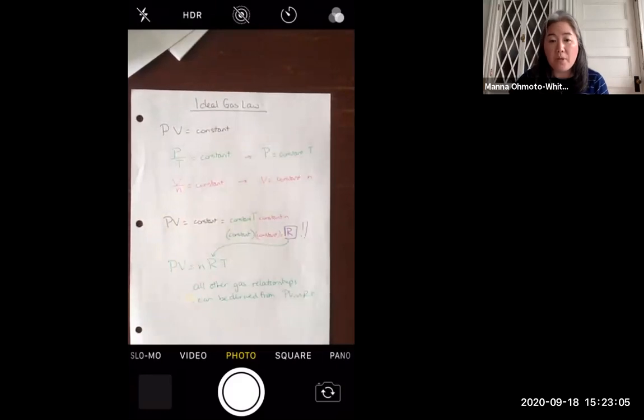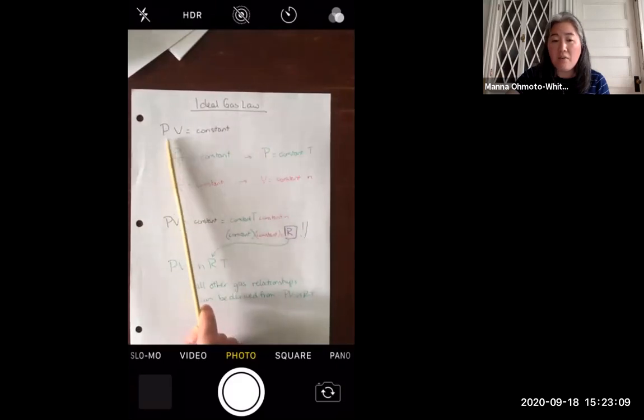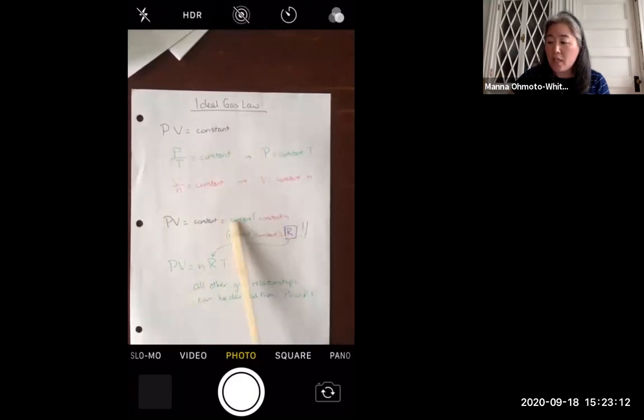So then by the property of substitution, PV is equal to PV. I can say PV is equal to this constant times T times this constant times N. Well, a constant times a constant is a constant. And that constant becomes R, what we call the universal gas constant. So I can rearrange this and say T and N are still my variables. PV is equal to nRT.